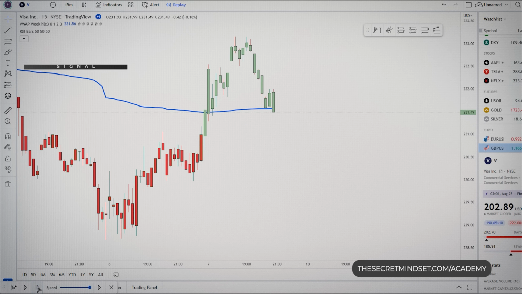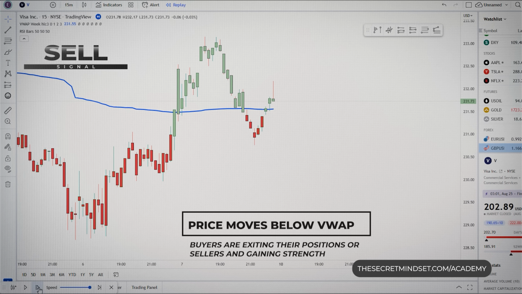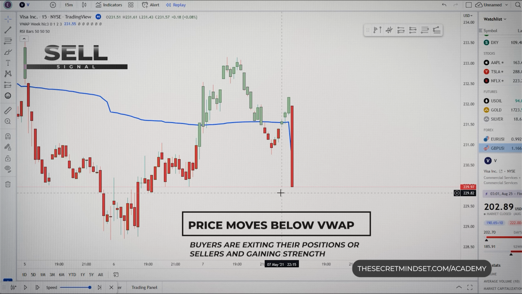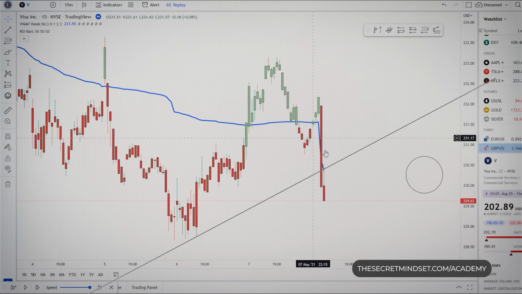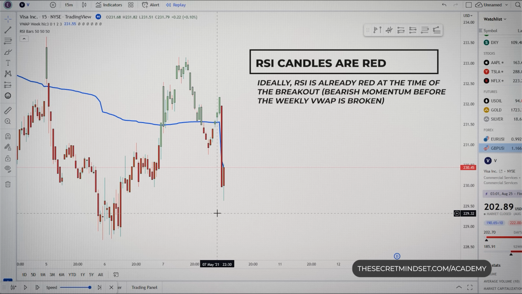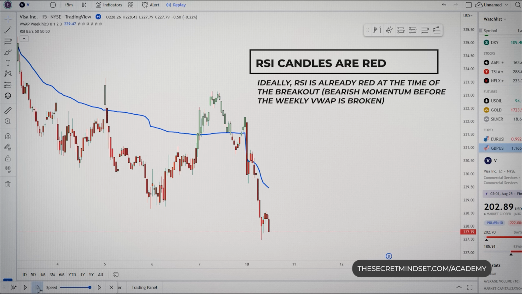For a weekly VWAP breakout sell signal, price moves below the VWAP. This time, buyers are exiting their positions or sellers are gaining strength, moving price below VWAP. The RSI in the best scenario is already red at the time of the breakout. There's bearish momentum before the weekly VWAP breakout.